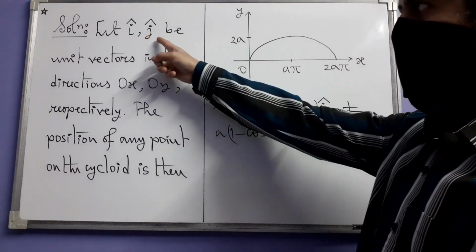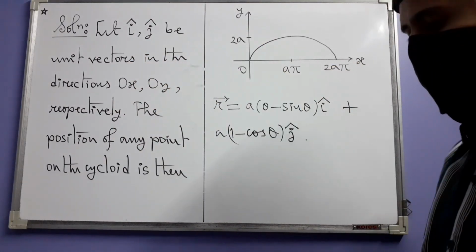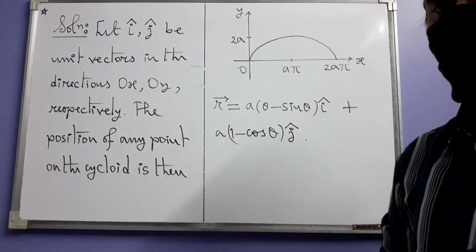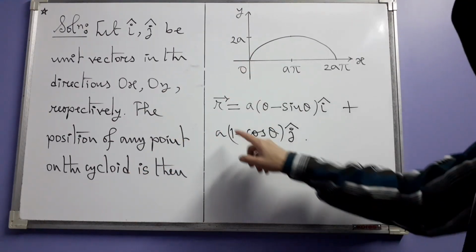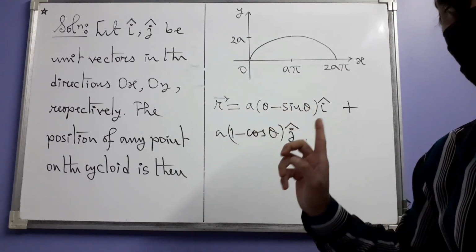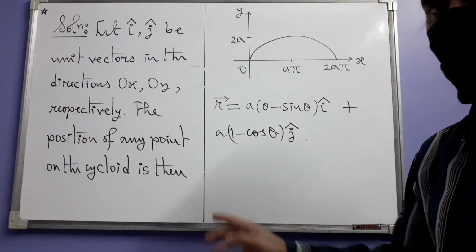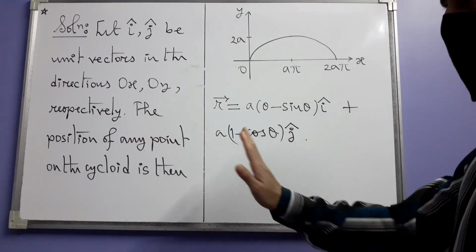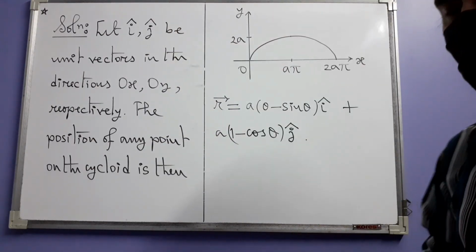Solution: let i hat and j hat be the unit vectors in the directions Ox and Oy respectively. The usual stuff. The position vector of any point on the cycloid, relative to this O, is then R equal to the x component, which is a times theta minus sin theta i hat, plus the y component a times 1 minus cos theta j hat. Since the k component, the z component, is 0, we did not even bother to write k hat, because that anyway won't appear here.